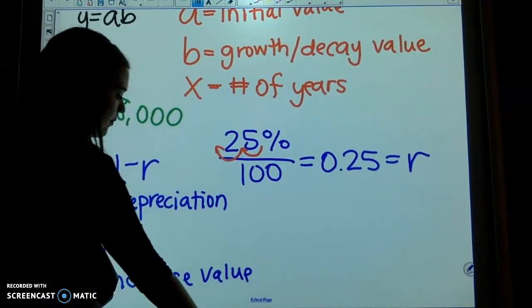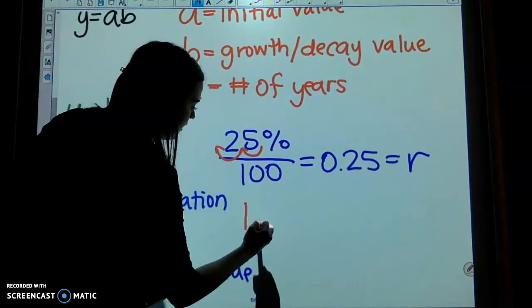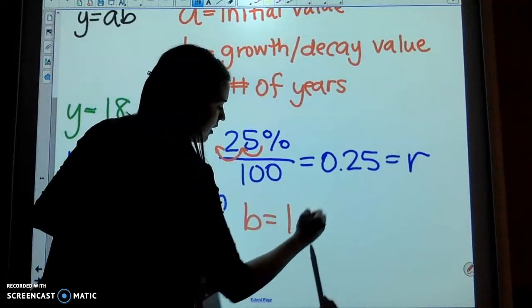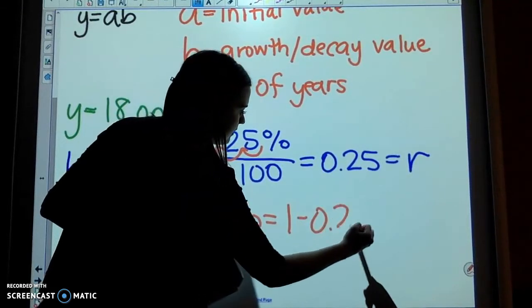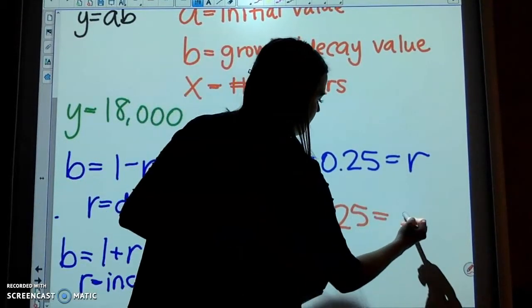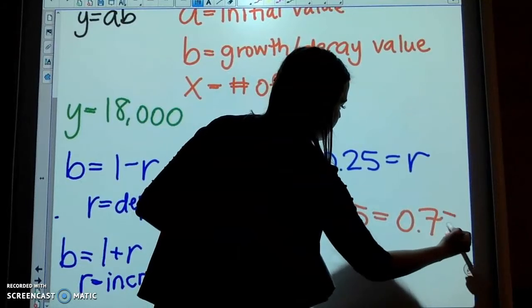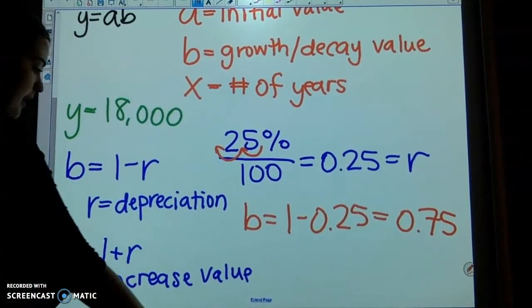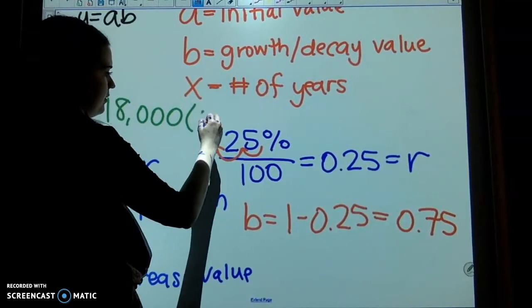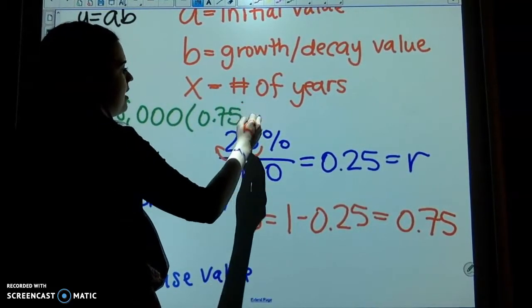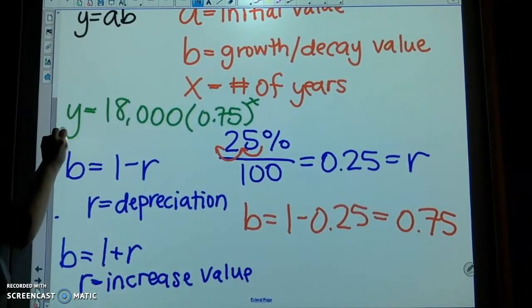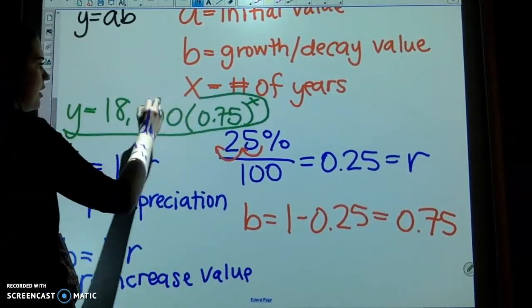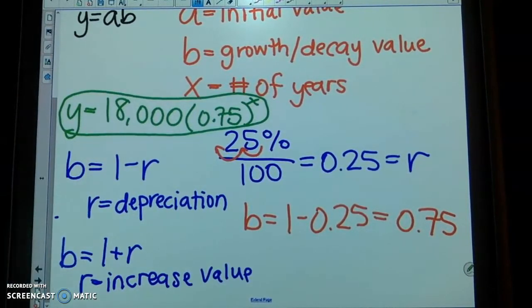So then to get b, we go back and we take b is equal to 1 minus r, which is 1 minus 0.25, which is equal to 0.75. That is our b. So we go back and we plug that in. So we get 0.75, and then we just put to the x. Okay, that was a little messy, probably should have organized that a little bit better, but there's our answer for the function that models the value of the car.